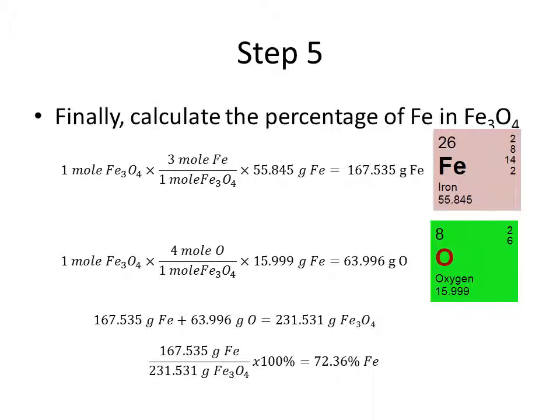Our last step is to simply calculate the percentage of iron in Fe3O4, and we do that by taking the ratio. So in the numerator we have the mass of iron, 167.535 grams of iron, and in the denominator we have the molar mass of Fe3O4. Don't forget to multiply by 100 and express the number as a percent, 72.36% iron, and that's the final answer. You can do that with any formula, just use the periodic table and the appropriate atomic masses, and that's it.